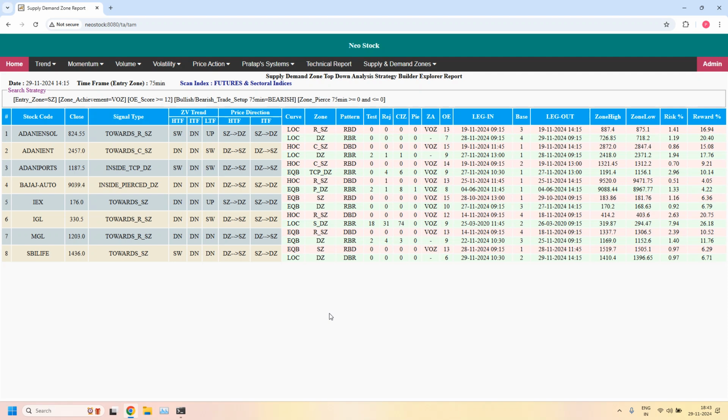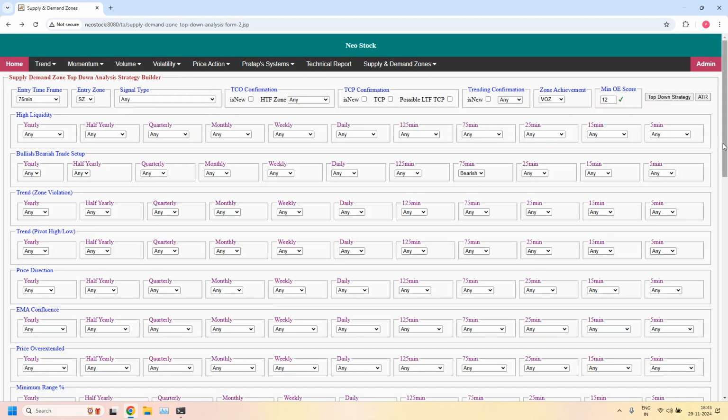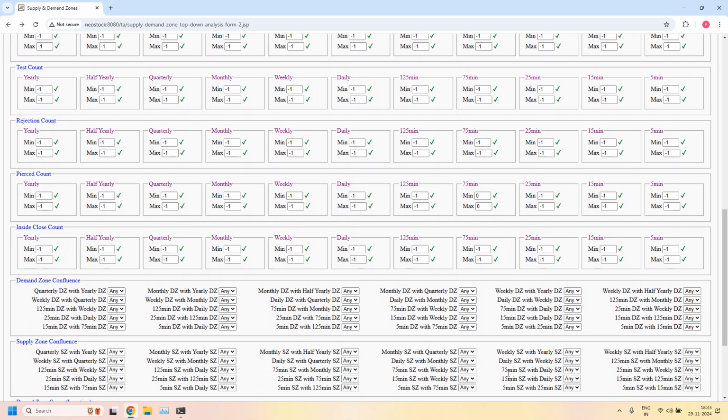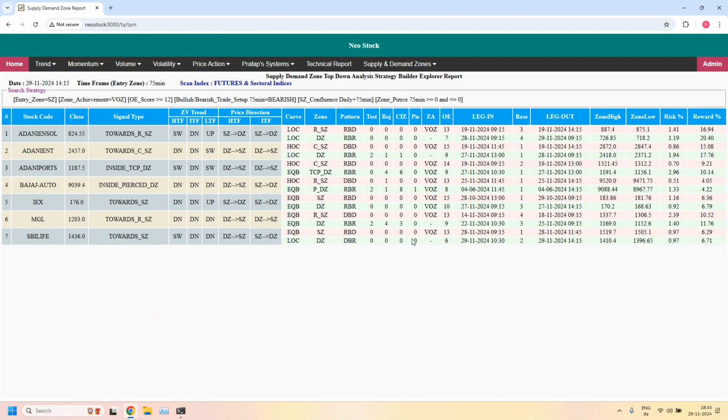First filter is based on LTF and ITF supply zone confluence. That is 75 minutes and daily supply zone confluence. So I am enabling the filter 75 minute supply zone with daily supply zone confluence. With this filter we got 7 stocks. In all these 7 stocks, the 75 minute supply zones are part of the daily supply zone.